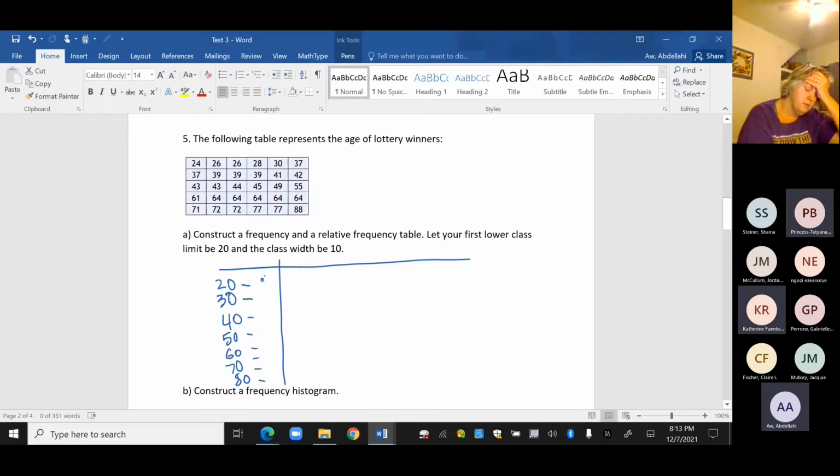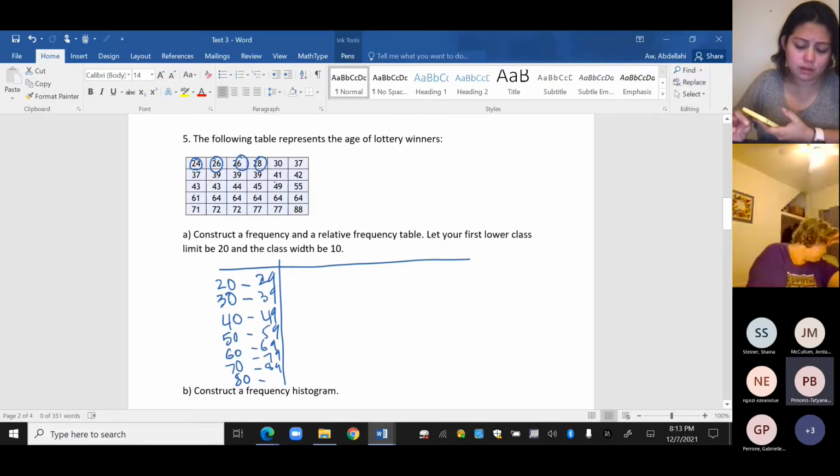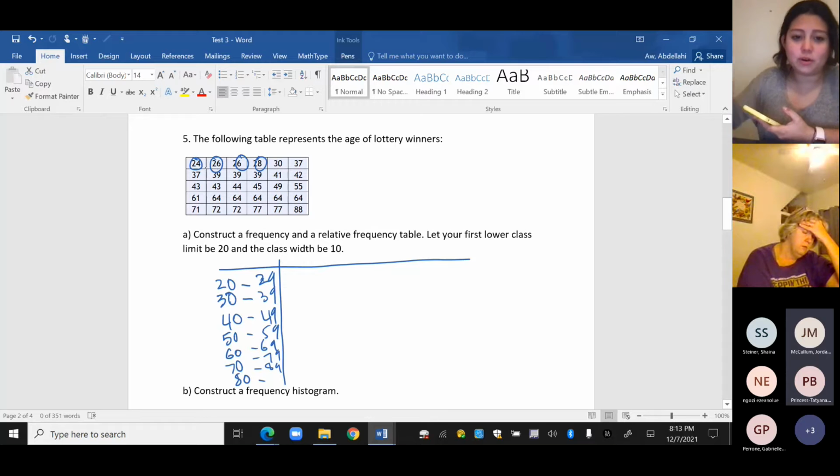Right? So now it's going to be 29, of course, 39, 49, 59, 69, 79, 89, etc. You see? This is how we do the classes. Now, what is the frequency of all the numbers between 20 and 29? You just count them: 1, 2, 3, 4, right? Do you see what is cool about this table? Yeah, it was already in order.